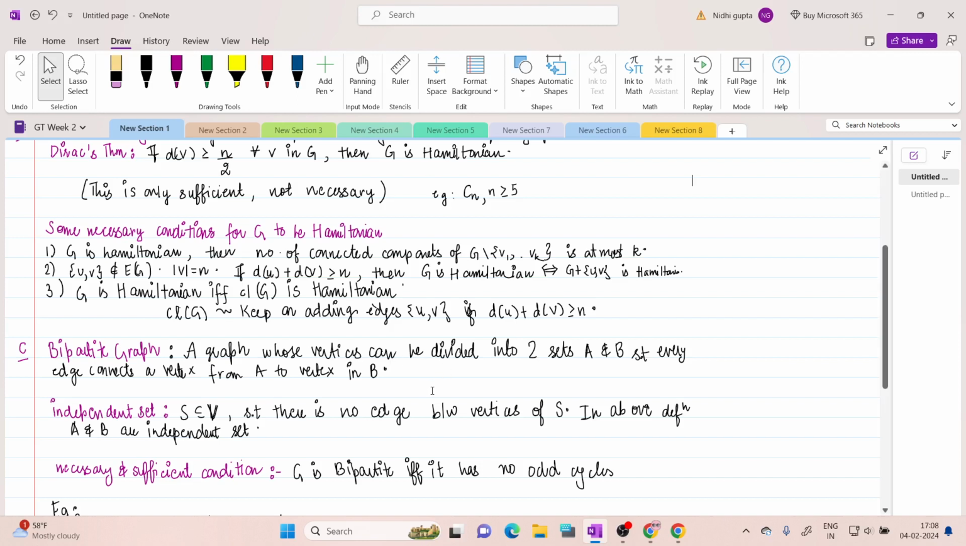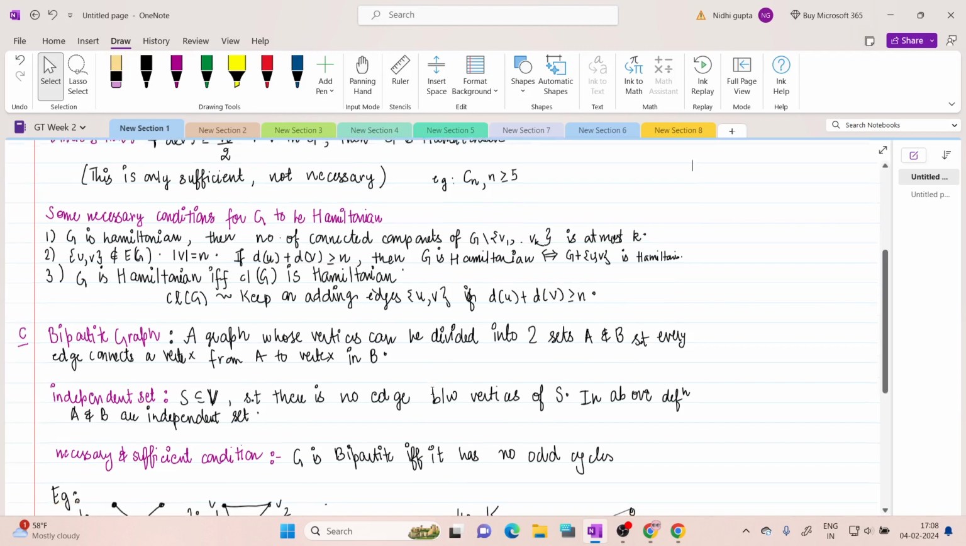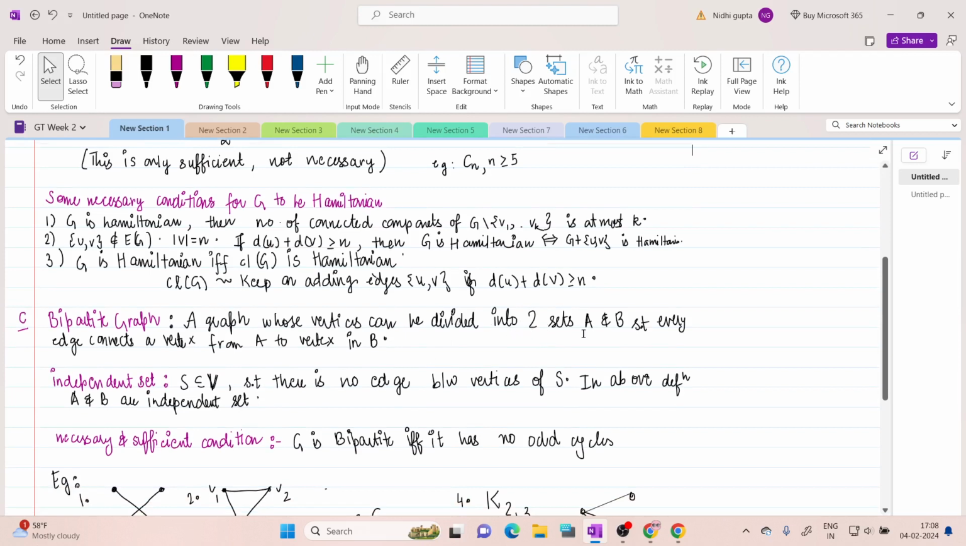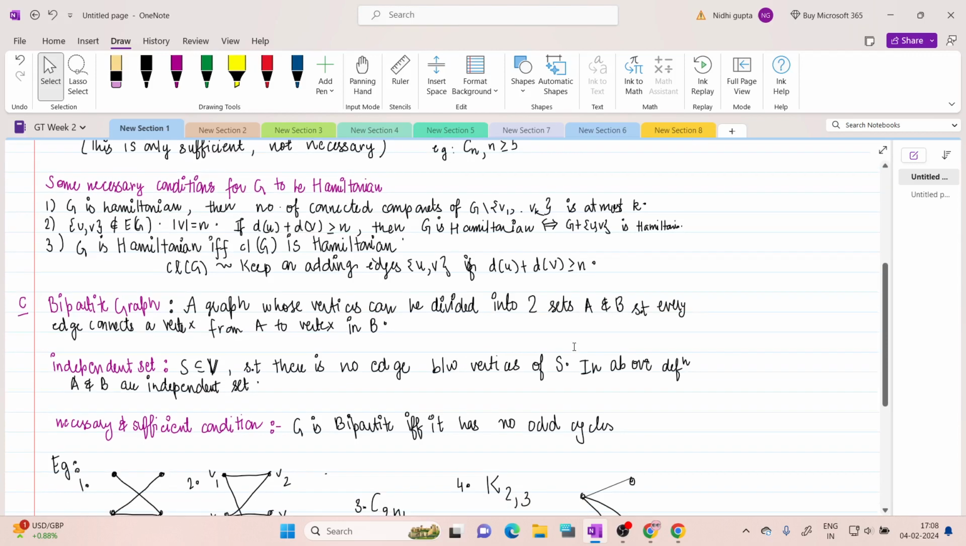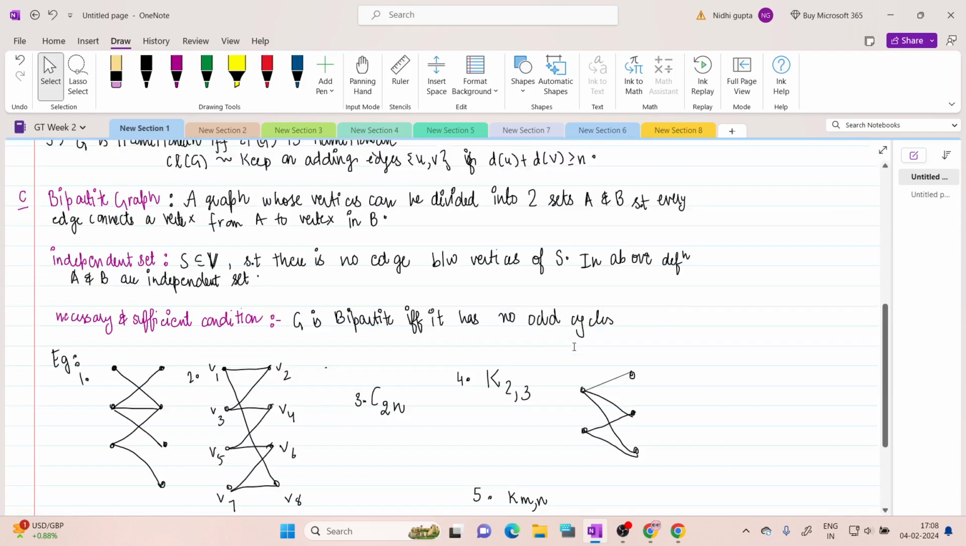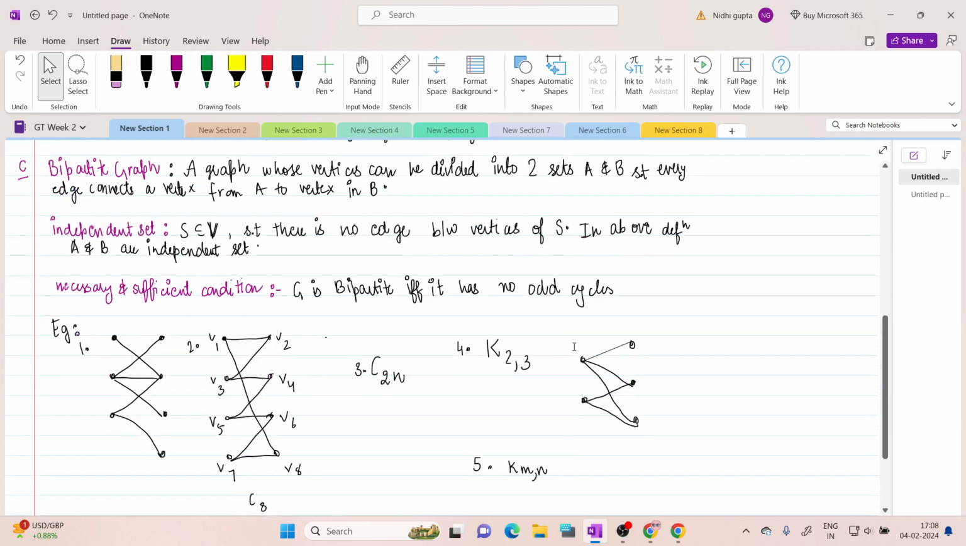So there are no edges allowed within A and within B, and such a set is also called an independent set. What is an independent set? A subset of vertices such that there is no edge between them. So the bipartitions A and B of the bipartite graph are independent sets. And we also have a nice necessary and sufficient condition.